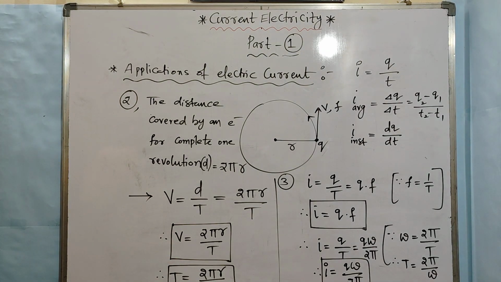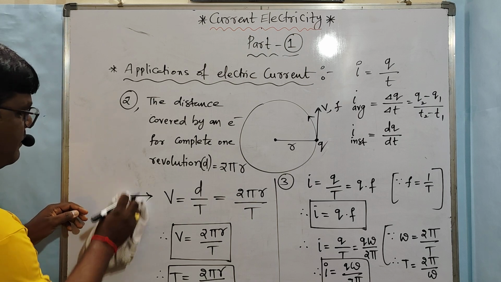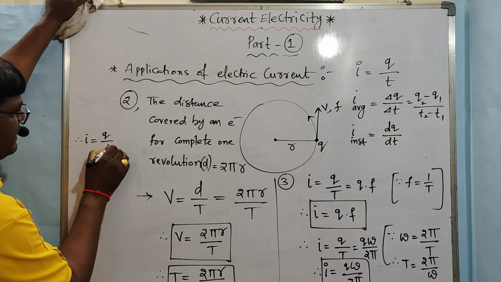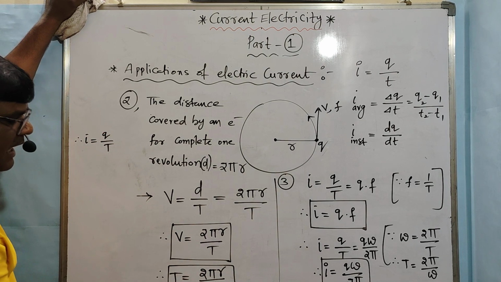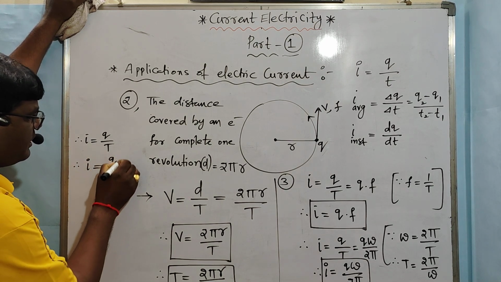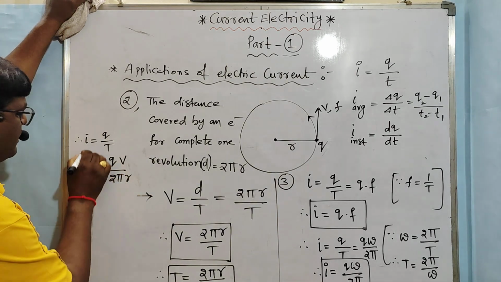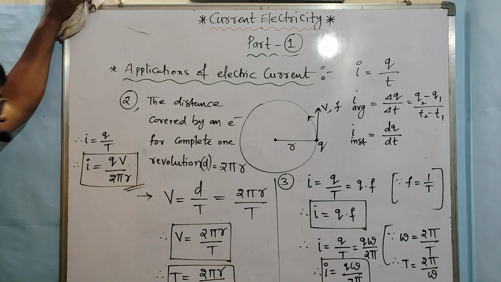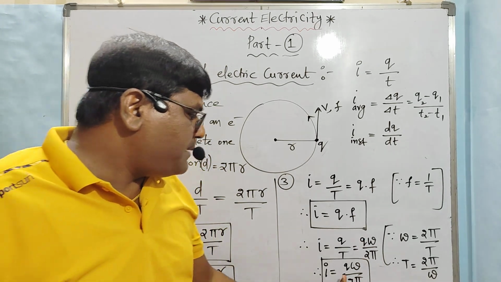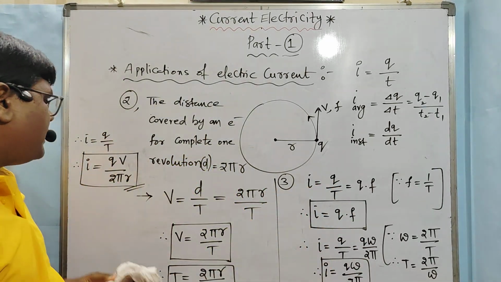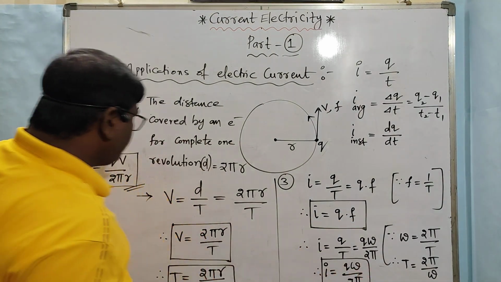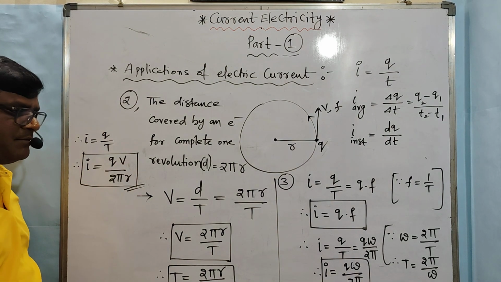Another way we can write it: I is equal to Q by T, but T is equal to 2 pi R by V. If we take the reciprocal, I is equal to Q into V by 2 pi R. So this is also one of the formulas to find the electric current, in terms of speed and charge, in terms of charge and frequency, and in terms of charge and angular velocity.